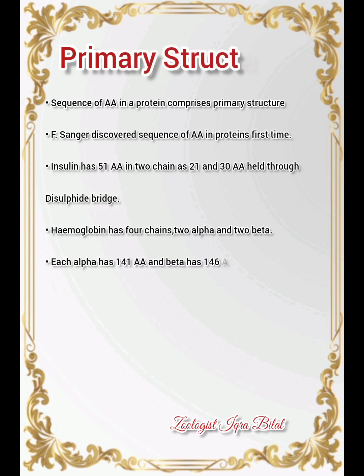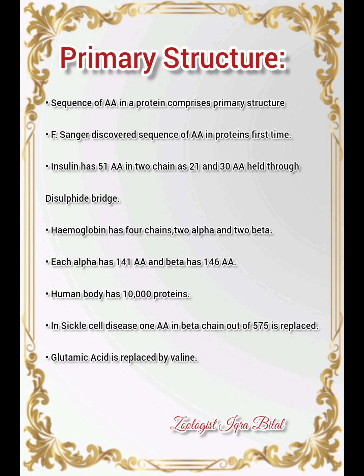Primary structure. The sequence of amino acids in a protein comprises the primary structure. That means the simple sequence of amino acids, or linear structure, is called the primary structure. F. Sanger discovered the sequence of amino acids in a protein for the first time. Please remember his name. Insulin has 51 amino acids in two chains of 21 and 30 amino acids, held together through a disulfide bridge. Disulfide bridge is a very important word to remember. The two chains of insulin are held through a disulfide bridge or disulfide bond.